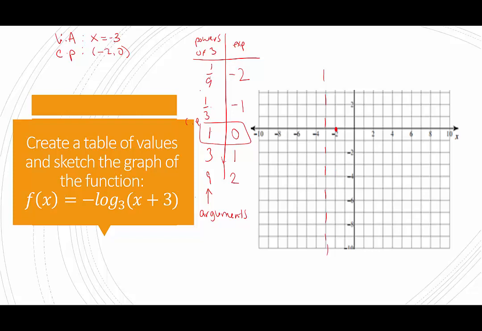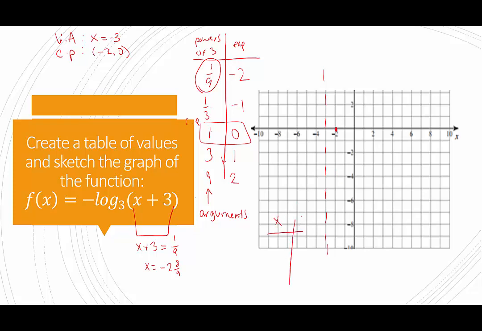So what we want to do is we're going to take each power and we're going to say, okay, I want the argument x plus 3 to equal each power. So I want x plus 3 to equal 1/9. This is going to tell me what the x value needs to be. What do I want to plug in? Well, here I want to plug in -2 and 8/9 because I would subtract 3 from both sides, and 1/9 minus 3 is -2 and 8/9. So that indicates that's what I want to plug in.